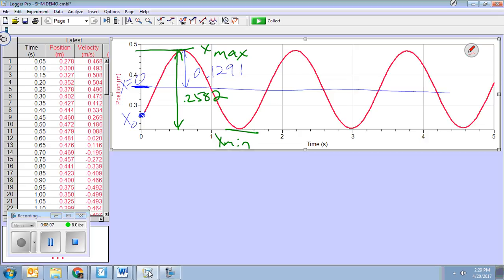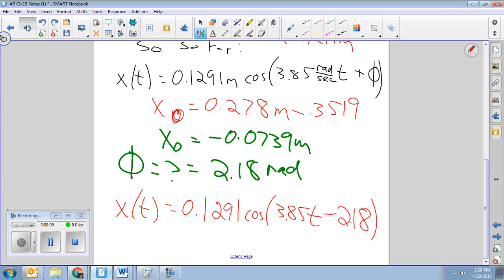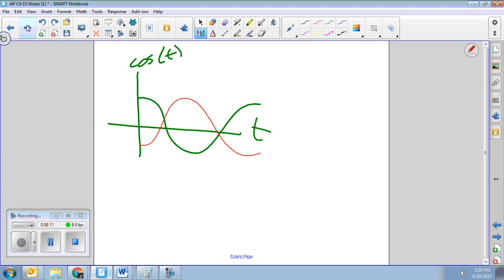So, if cosine looks like the green one, which way do I have to shift it to get it sloping uphill? You've got to shift it to the right, okay? And so that means that it's got to be minus, right? Because minus means shifting to the right, plus means shifting to the left. Follow? Okay, cool.